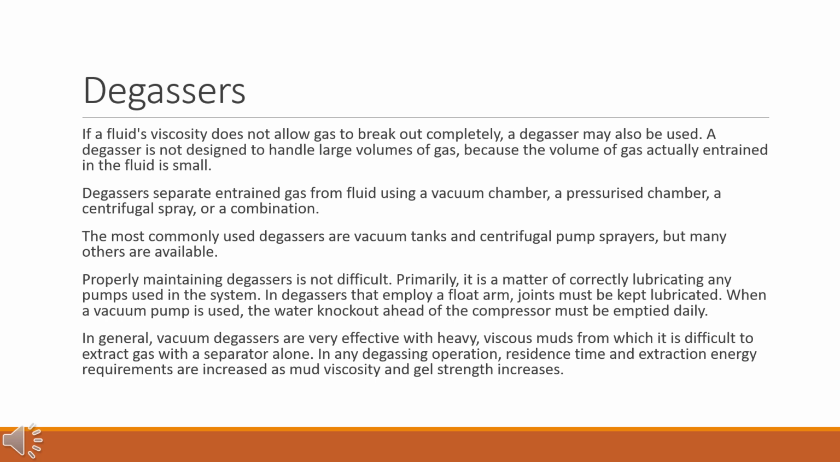Properly maintaining degassers is not difficult. Primarily, it is a matter of correctly lubricating any pumps used in the system. In degassers that employ a float arm, joints must be kept lubricated. When a vacuum pump is used, the water knockout ahead of the compressor must be emptied daily. In general, vacuum degassers are very effective with heavy, viscous muds from which it is difficult to extract gas with a separator alone. In any degassing operation, residence time and extraction energy requirements are increased as mud viscosity and gel strength increases.